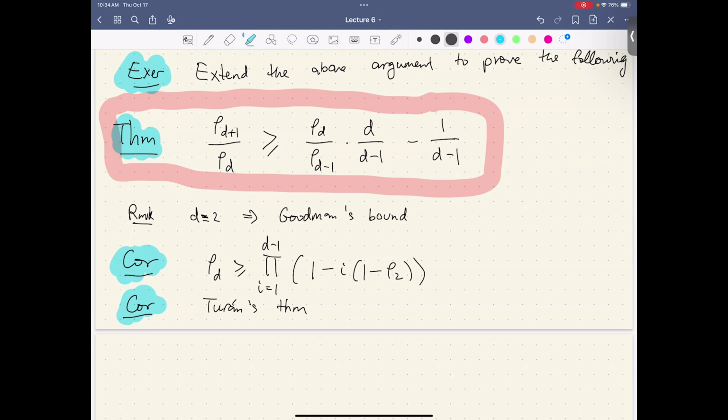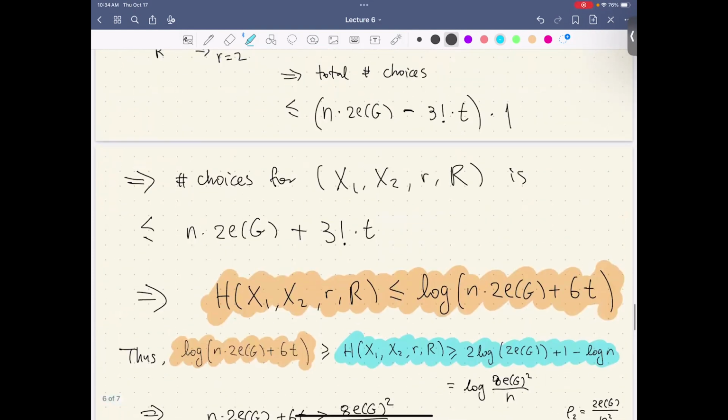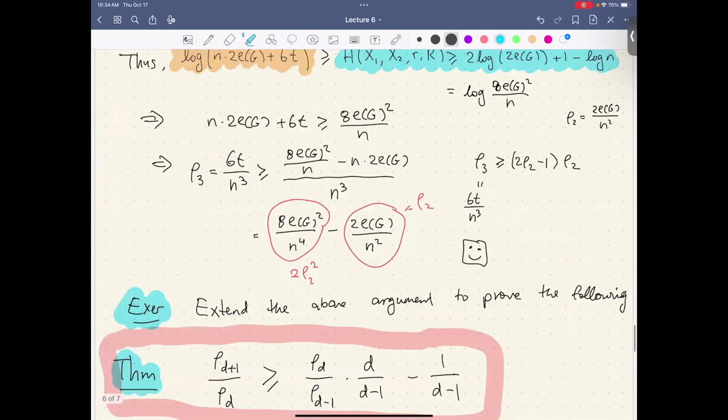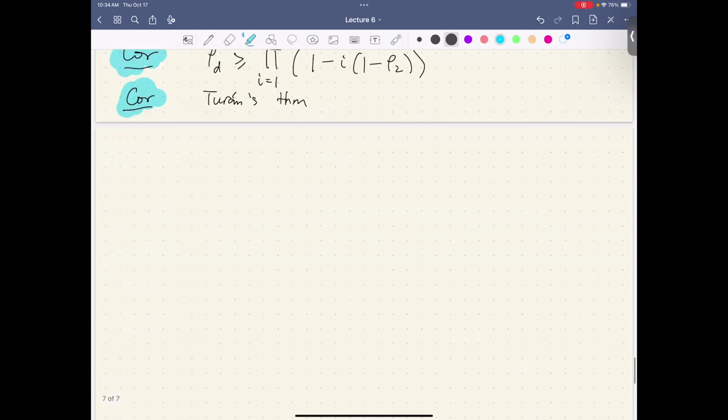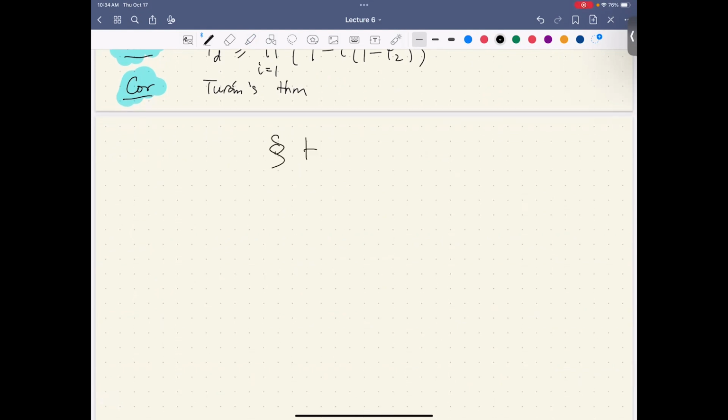Okay, if no, let's move on to the next topic. I want to talk about another very cute application of entropy, Shearer's lemma. But let me state a very special case of Shearer's lemma. This application is Harper's edge isoperimetric inequality.